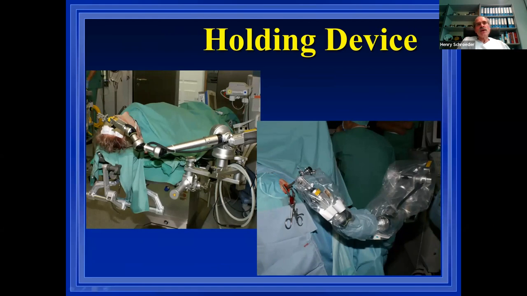This is a holding device I use. It's a pneumatic arm, the Mitaka arm. It's very nice. You just press this golden button here and then you can correct the position in a very easy way. So you don't have to fix a screw or something like this. And of course it's draped sterile before you use it.